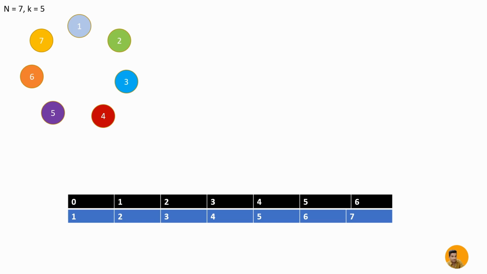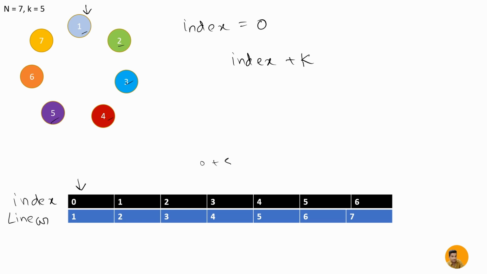Okay, so let's study this example deeply. I have written this in linear fashion and these are the indices, base 0. So you will start from here. You have to skip 5 children: 1, 2, 3, 4, 5. Since we are starting from here, the index is 0. So you have to skip index plus k. 0 plus 5 will make you reach here, and you have to remove this 6.